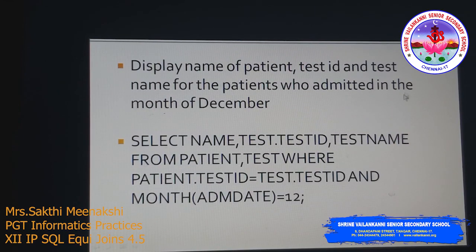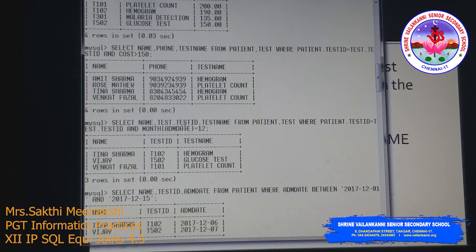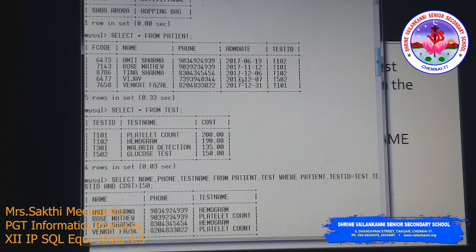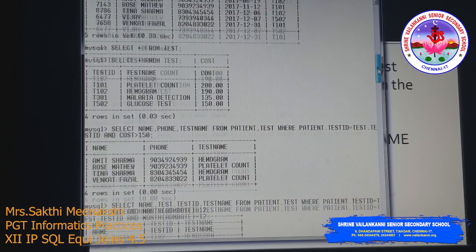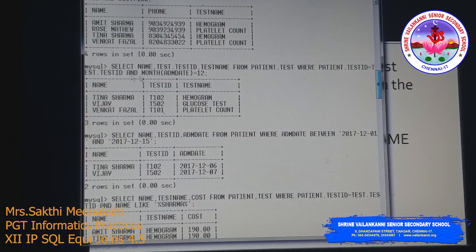So patients who are admitted in the month of December. So month of admission date is equal to 12, right? So it fetches the record who are admitted in the month of December. So these 3 records with the test name. Okay, so Tina Sharma T102. So T102 is hemogram. So this is the record. So it fetches from both the tables.